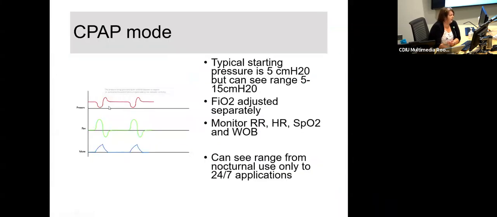All right, so if you like graphs, this is an example of CPAP. As a general rule in pediatrics, we'll start with a CPAP of 5, but we can range up to 10 or 15 centimeters of water, depending on what the indications are. You need to monitor your patient, and you can see a range, especially if you're using it for just nocturnal use, for obstructive sleep apnea, to continuous use.